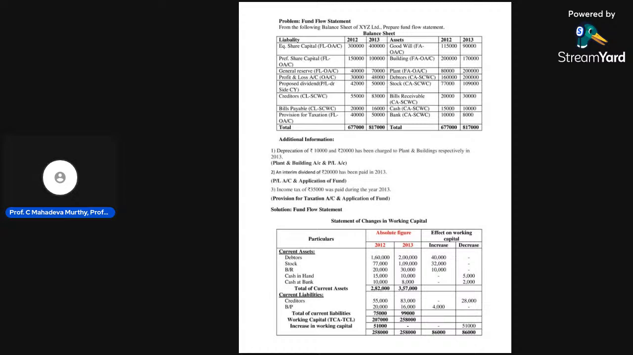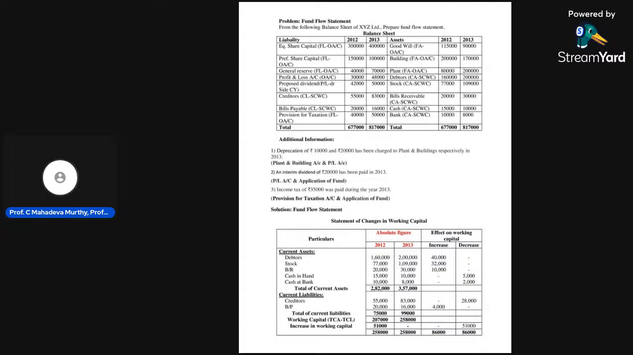The next one, bills payable. Sorry, before that, proposed dividend is also there. Proposed dividend is in the profit and loss account, that is open an account. Proposed dividend, P&L account, debit side of current year debit side. Then creditors, current liability, schedule of change.